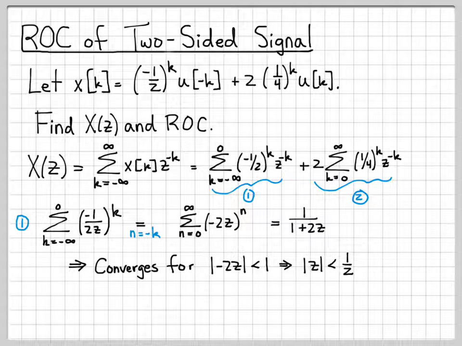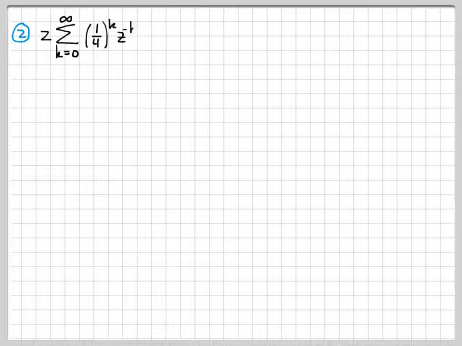So we've worked out the first part of this problem. We now know what the answer to this part is and for what values of z it converges. Let's go ahead and do part 2. So the second sum was 2 times this summation right here. I'll play the same little game.